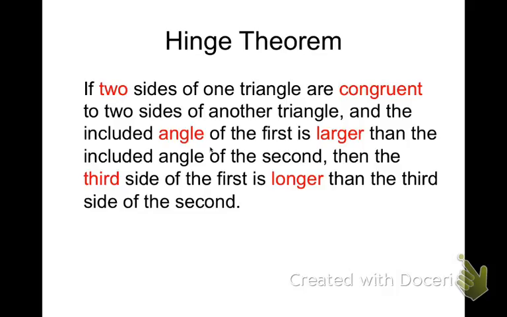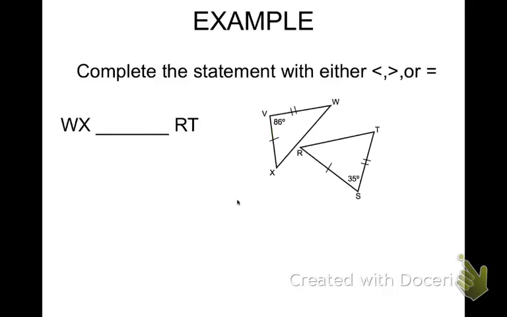So if we look at the actual example that's below here, we're going to fill in the blank. I have congruent parts, so that's good. Now we're looking at the included angle. Which one's a larger number, 86 or 35? 86, so if I go opposite of the 86, WX would then also need to be larger than the length of RT. Okay. All right, next one.